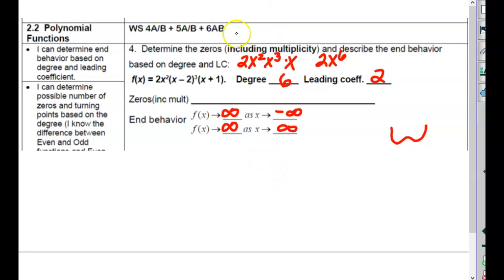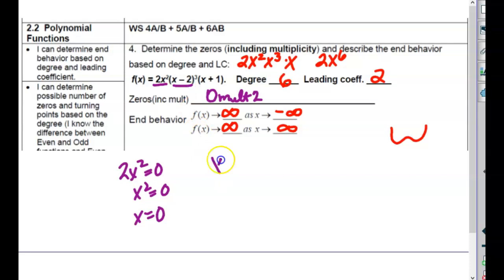And can you tell me the zeros? If I set 2x squared equal to 0, I just get x equals 0, right? But does that have a multiplicity? Because of that squared, it would be multiplicity 2. No, I'm just looking at each of these.